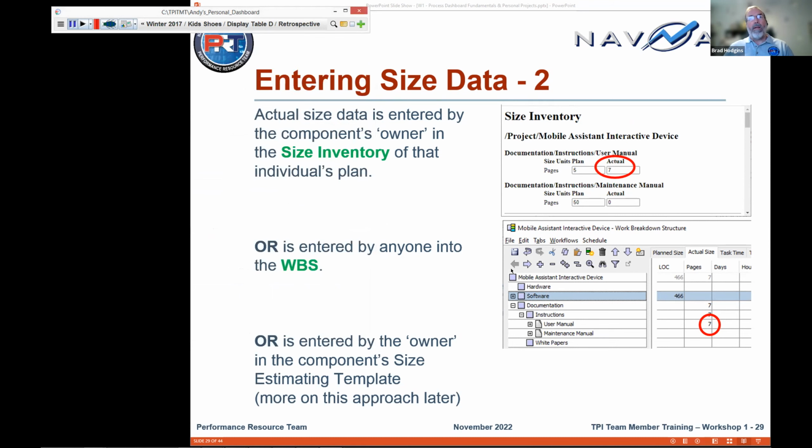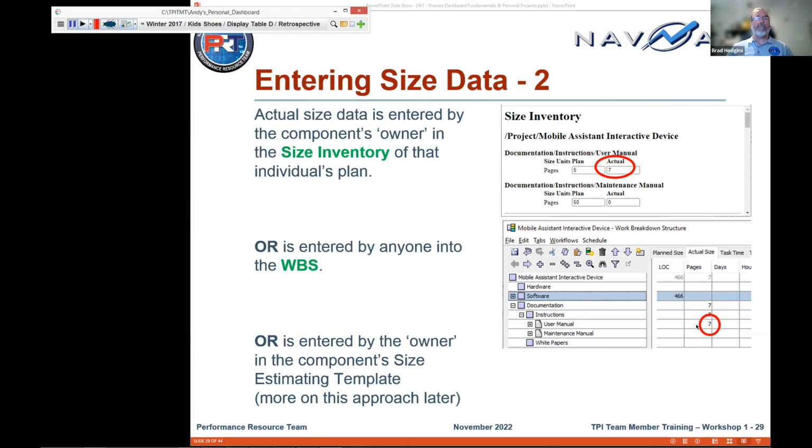Another way, and this is a relatively new piece, this is really nice, you can open up the WBS Editor and go to an actual size tab and enter that size. Reason why this is beneficial is that anybody can enter this. On the size inventory, the individual that owns that component or is the author of that work has to enter the size in their size inventory. The WBS, anybody can do that.